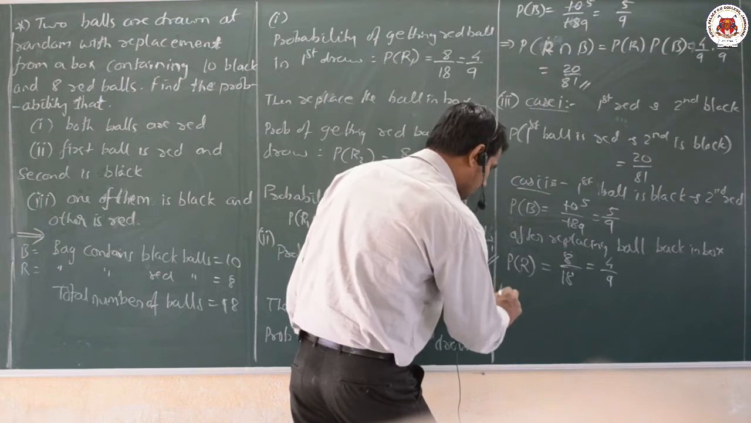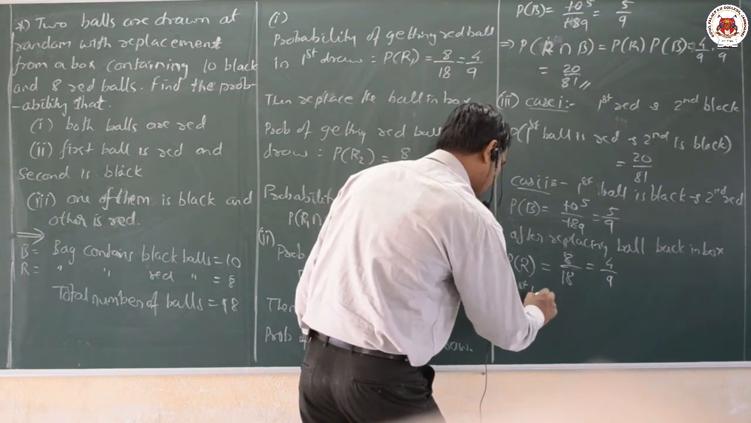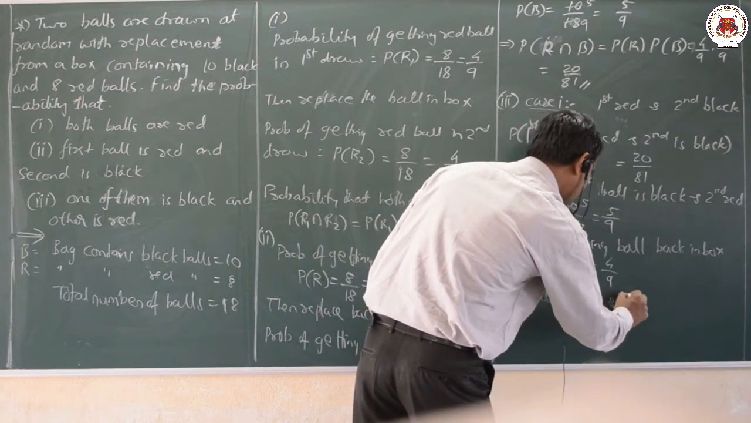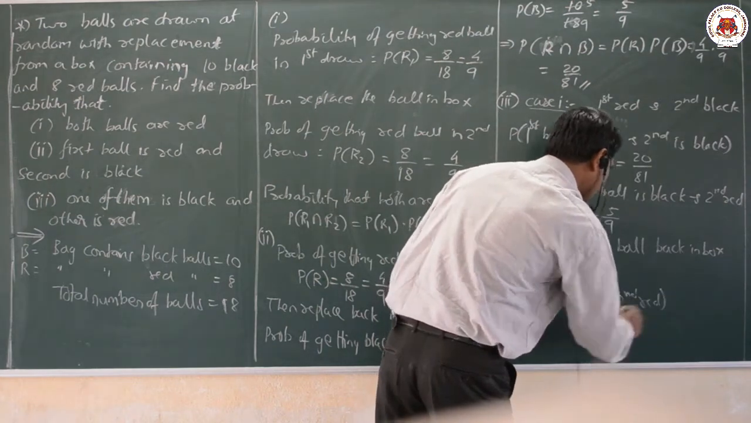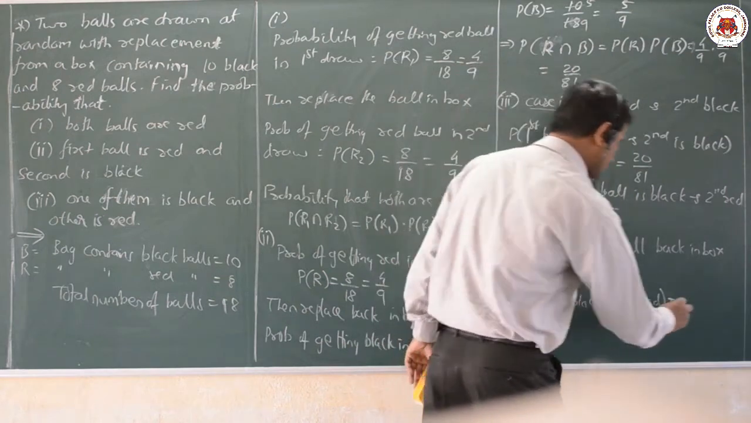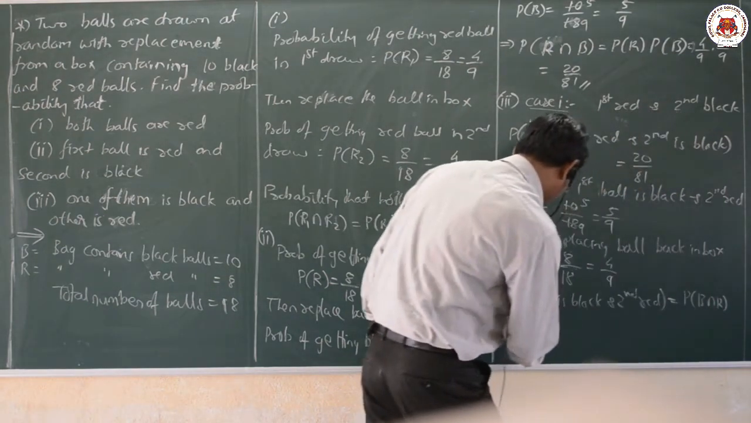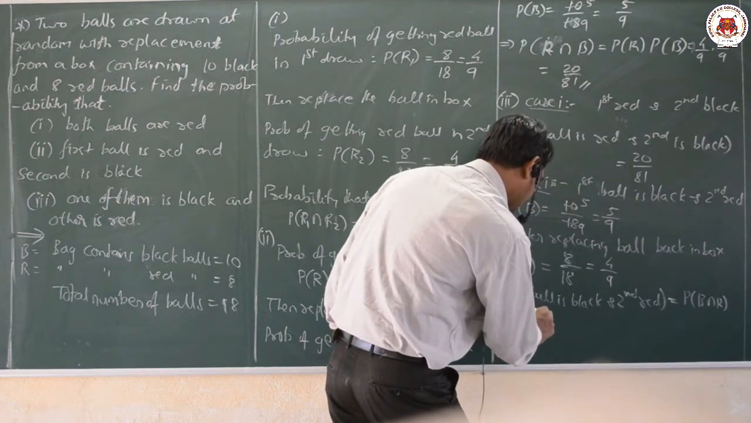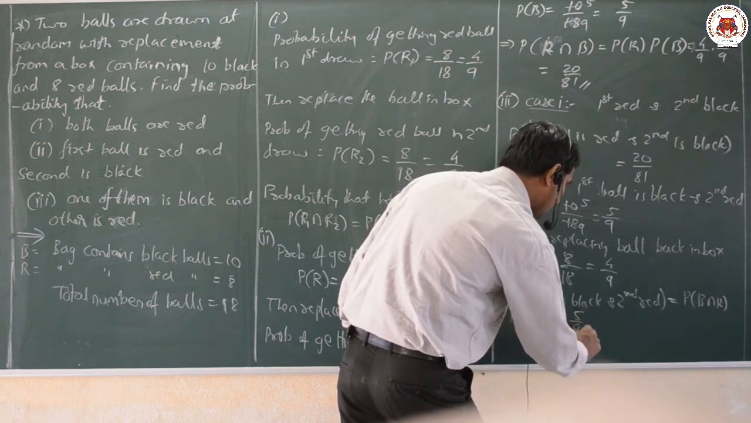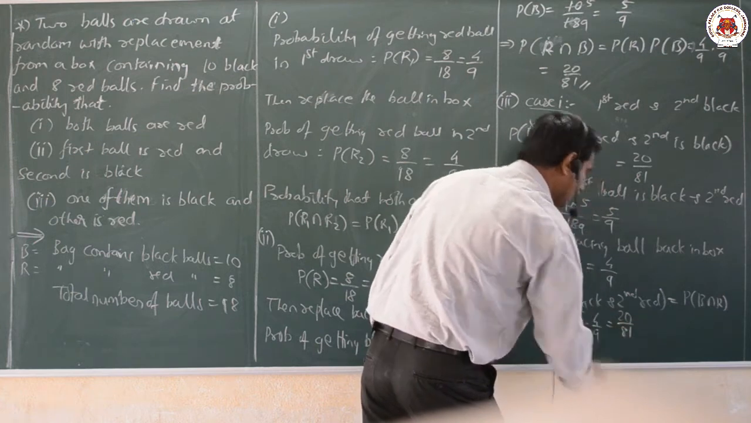And what we require is the probability that first ball is black and second red, which is equal to, that is and here, and means what it is? Intersection. That is nothing but P of B intersection R, which is equal to P of B into P of R. The value will be 5 by 9 into 4 by 9. The value is again 20 by 81 here.